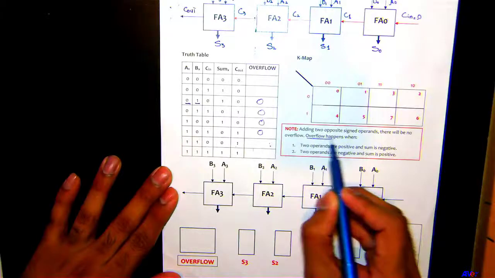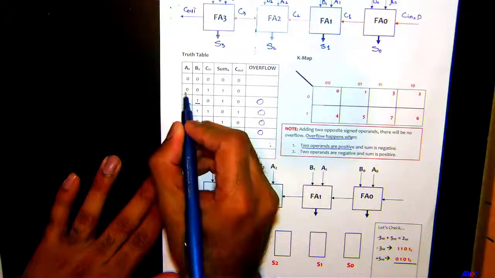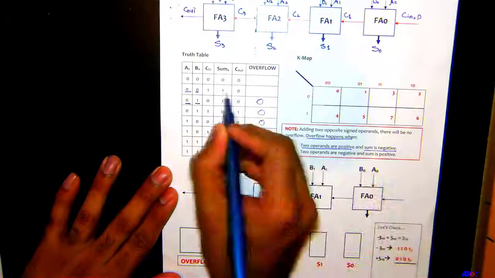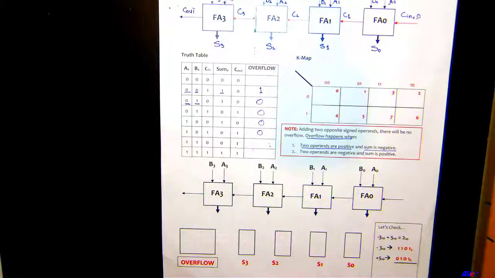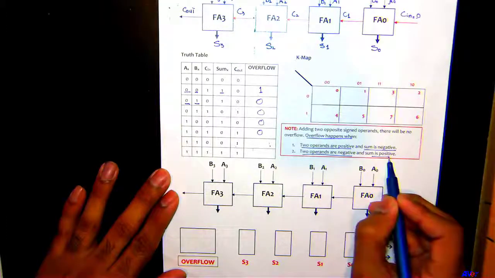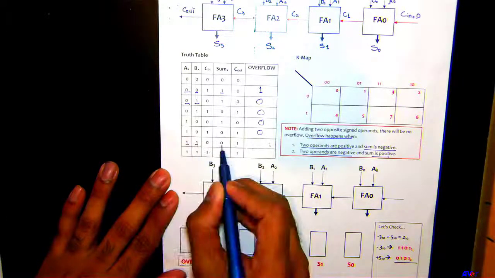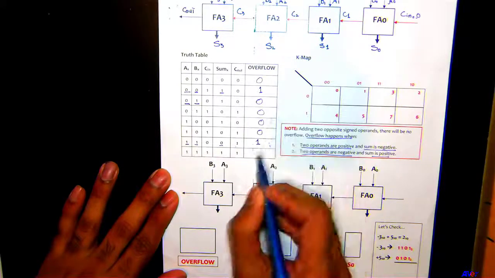Overflow happens when the two operands are positive. So in this case, two operands are positive right here, and the sum is negative, so there's going to be an overflow. The designers, the programmers, already sat down together and came up with this rule, so we'll just stick to it. The two operands are negative, and the sum is positive. So if you look at this one, two operands are negative and the sum is positive, there will be an overflow. For the rest of the other combinations, there can never be overflow.